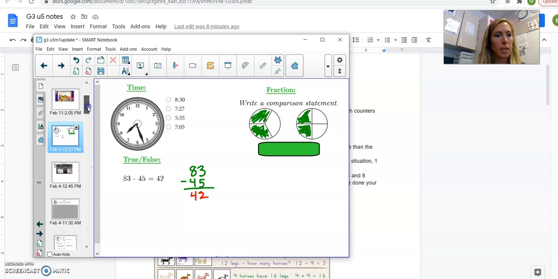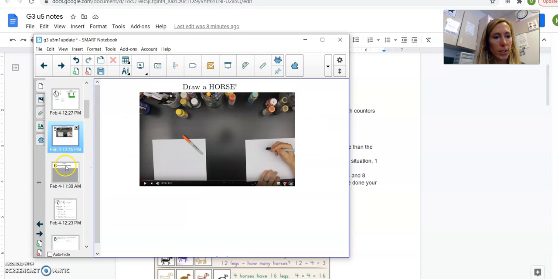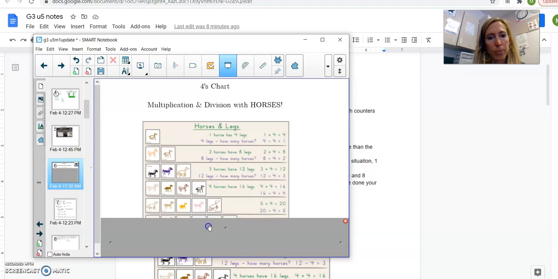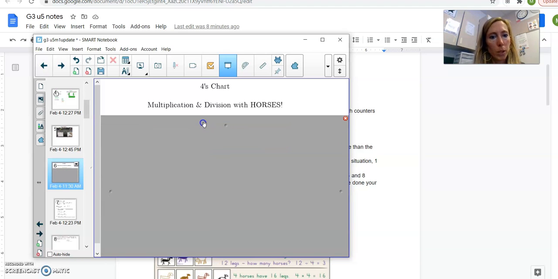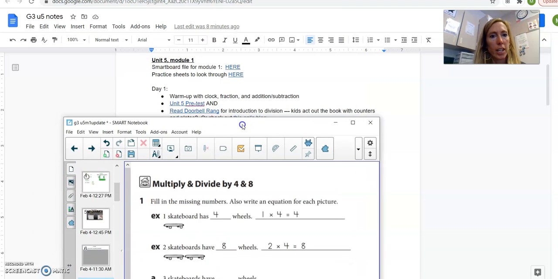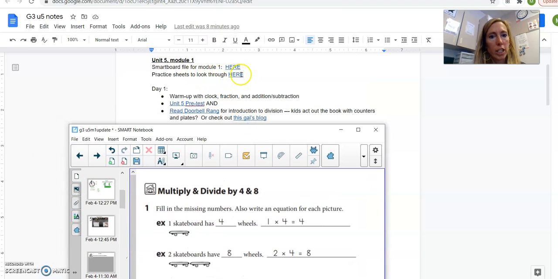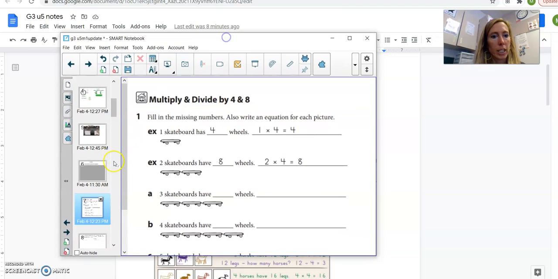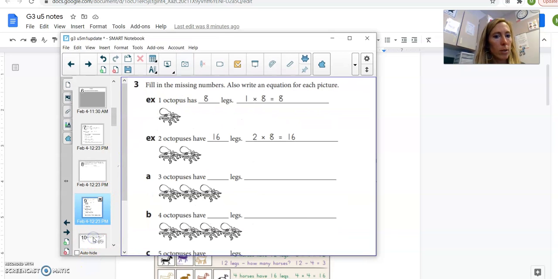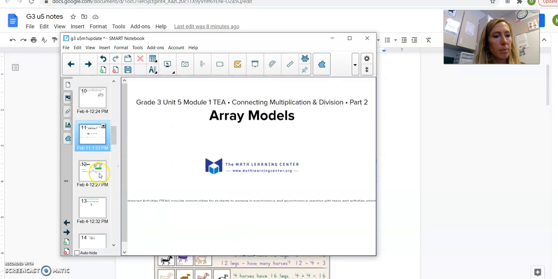With the warm-up, you have drawing a horse and then making your horse piece in your room, your poster, and coming up with your multiplication and division sentence for each one. And then you have some practice pages, which you'll find, like I said, in the practice sheets to look through. So you could find this particular one in there with skateboards and what else? Octopus. Okay. And then you go to day 3.